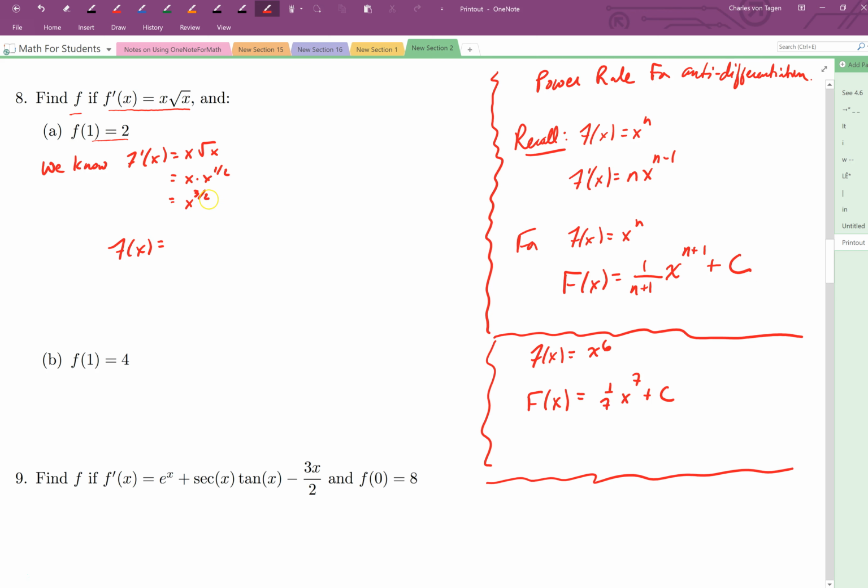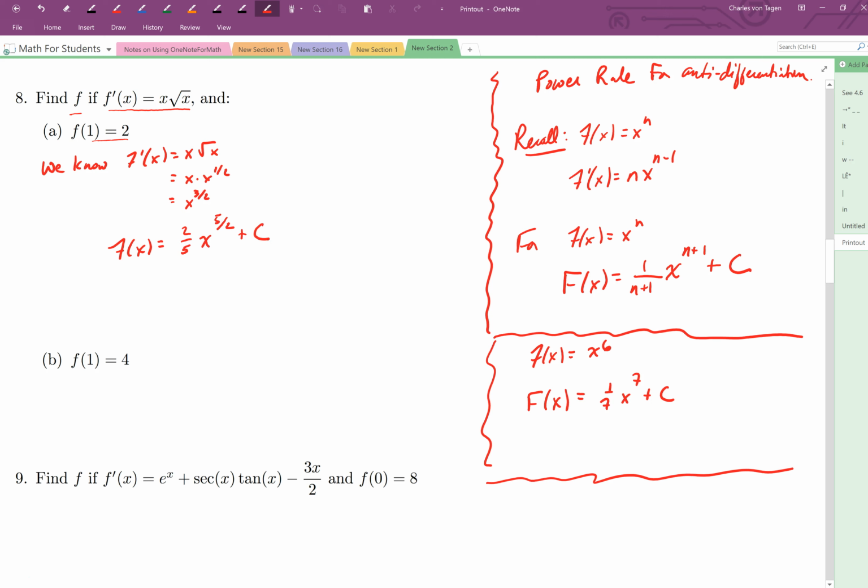So what do I do? I add 1 to the exponent. So 3/2 plus 2/2, adding 1. So 3/2 plus 1 is 3/2 plus 2/2, which is 5/2. Divide by the new exponent, so I get 2/5, plus your arbitrary constant, c.